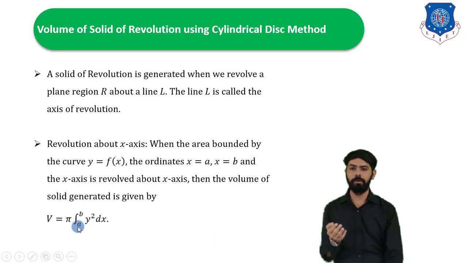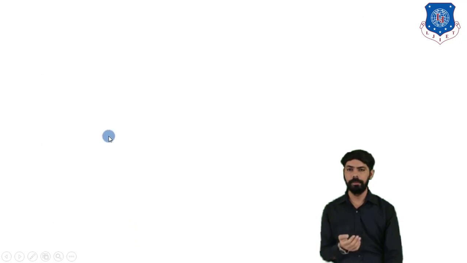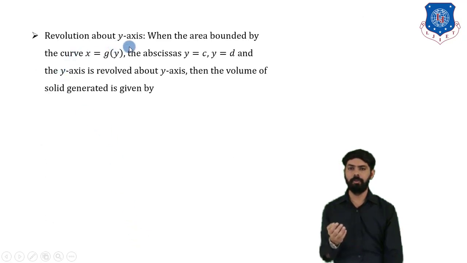Because here the limit of x will be from x equal to a to x equal to b. In the same way, revolution about y-axis: when the area bounded by the curve x equal to g(y) and the abscissas y equal to c and y equal to d, and the y-axis is revolved about the y-axis, then the volume of the solid generated is given by V is equal to pi integration from c to d of x square dy. Here the limit of y will be from y equal to c to y equal to d.